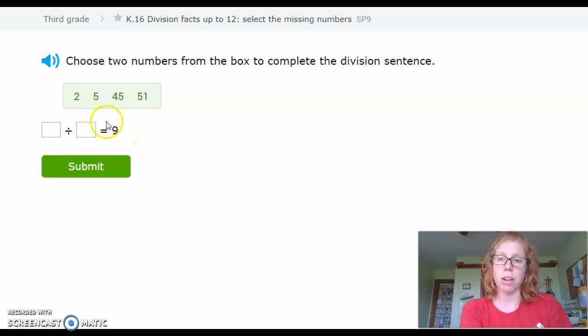Here, looking at this one. What's 9 times 2? It's 18. Do we see an 18 in the box? No, we don't. So we can skip on to the next one. What's 9 times 5? 45. Look, there's a 45 in the box. So we would put down 45 divided by 5 equals 9. So that's how you would solve this problem on this IXL task.